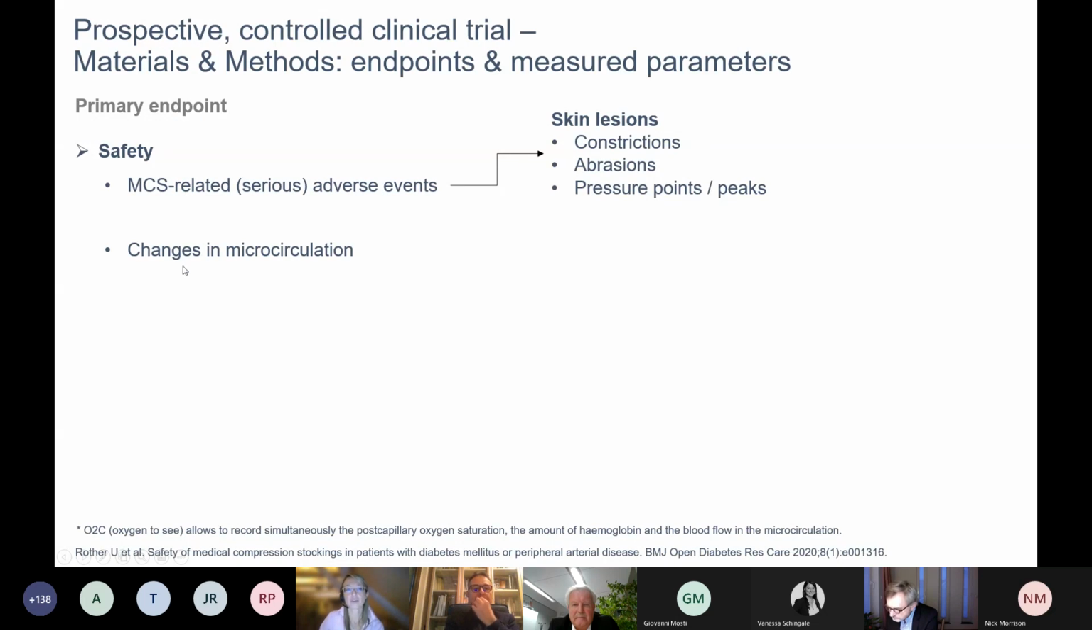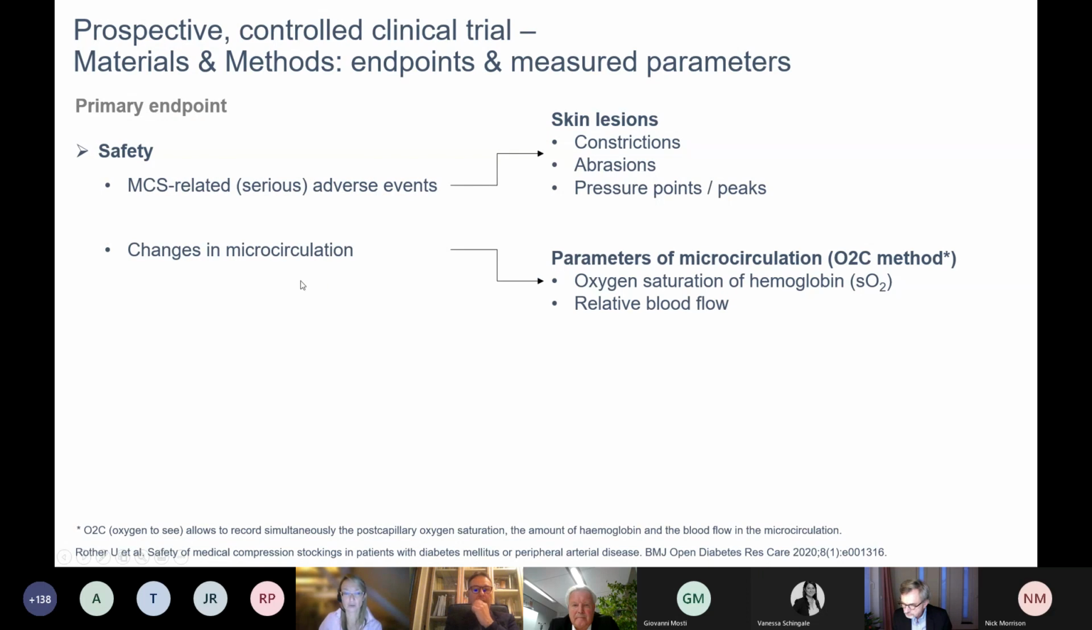And in my opinion, more interesting was the second part of the primary endpoint, namely, we directly measured the changes in microcirculation. And therefore, we used the so-called O2C method, the oxygen to see method. That means we really measured the post-capillary microcirculation, so the microcirculation in the so-called last meadow. And there we measured the oxygen saturation and the relative blood flow.